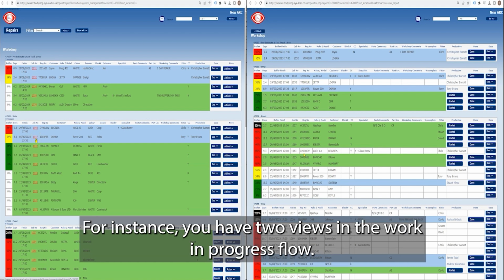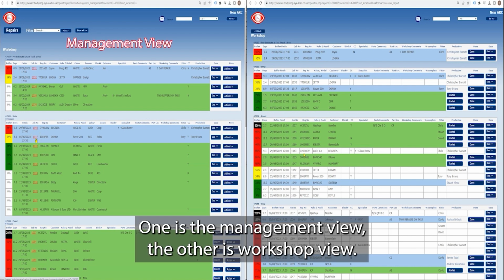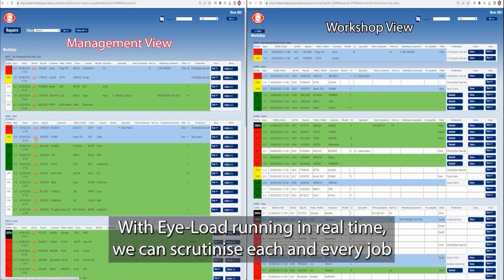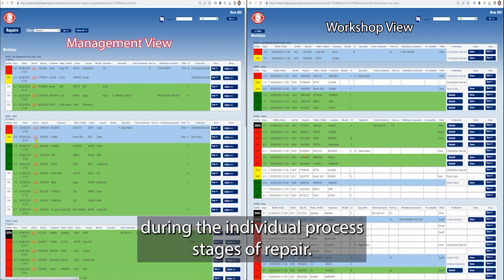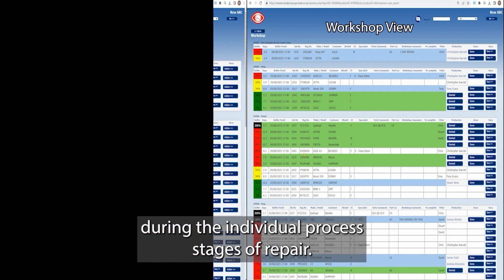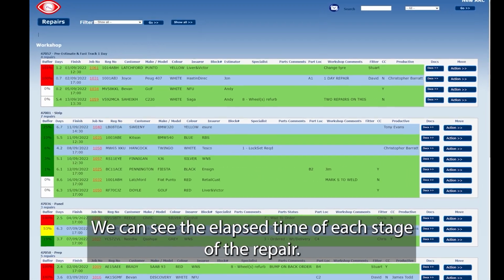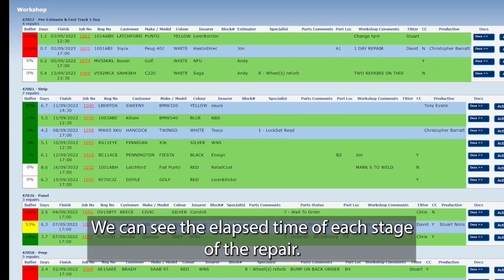For instance, you have two views in the work in progress flow. One is the management view, the other is the workshop view. With iLoad running in real time, we can scrutinize each and every job during the individual process stages of repair. We can see the elapsed time of each stage of the repair. For this, we use a buffer.